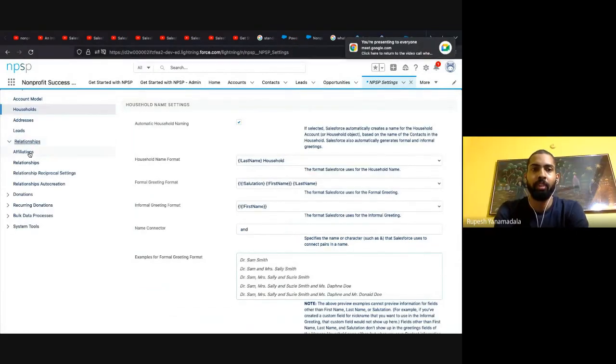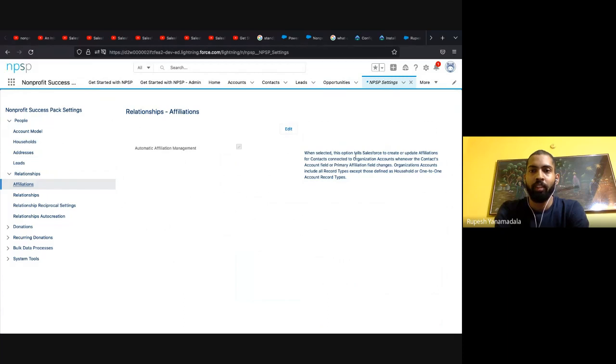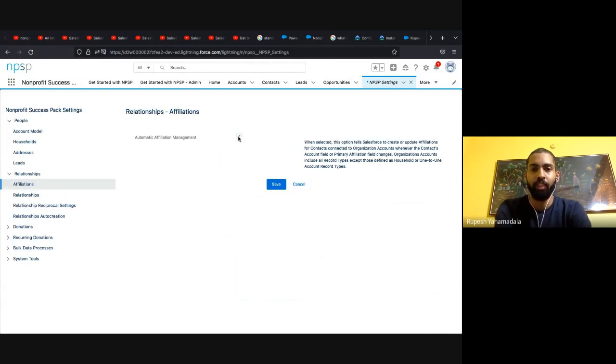Next comes relationships. These are affiliations. When this option is selected, it tells Salesforce to create and update affiliations for contacts connected to organization accounts whenever the contact's account field or primary affiliation field changes. I previously explained that if I'm related to someone, they can approach me using certain affiliations, like alumni, or if I work in the same organization. If we check this box, automatic affiliation management will be enabled. If we uncheck it, it will be disabled.